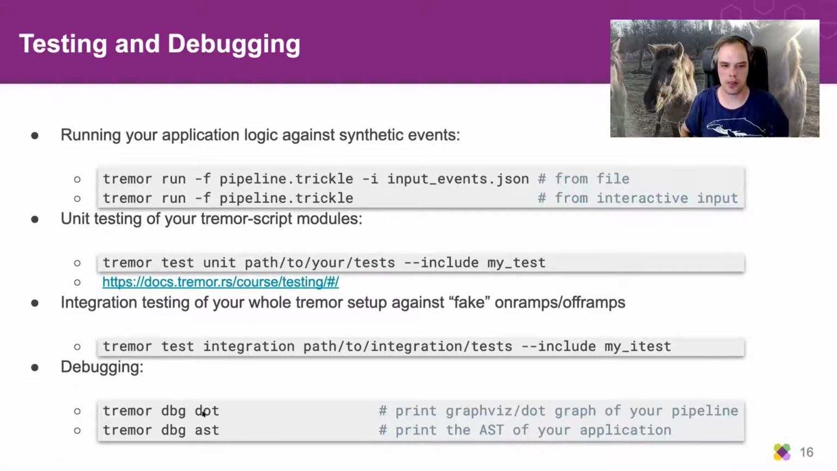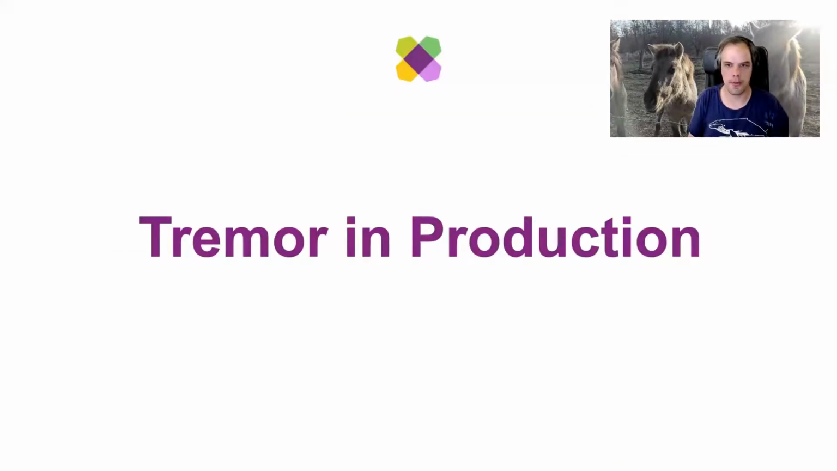You can also build graphics, a dot graph of your pipeline. So it looks really wonderful. You can debug into the AST if you're into something like this. So develop your Tremor application and make sure it works for yourself.